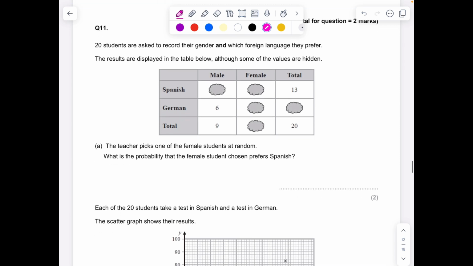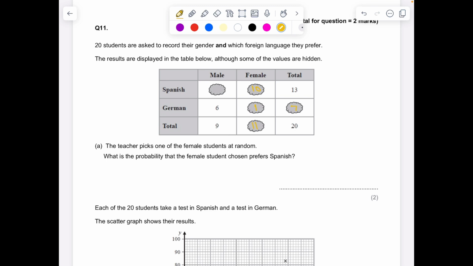Okay, here are some questions about a two-way table. And so if I was you, I would fill this in. It will make it easier to answer the questions later. So for this one, I worked out 20 take away 9, which gives me 11. Then for here, I did 20 take away 13, which gives me 7. For here, I would do 7 take away 6, which is 1. Then for here, I would do 11 take away 1, which is 10.